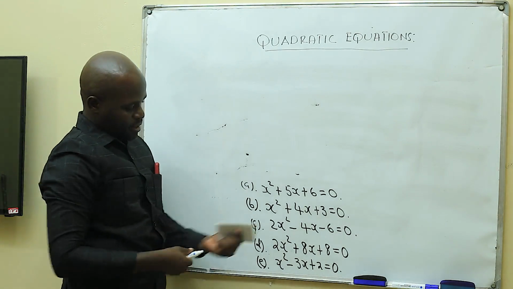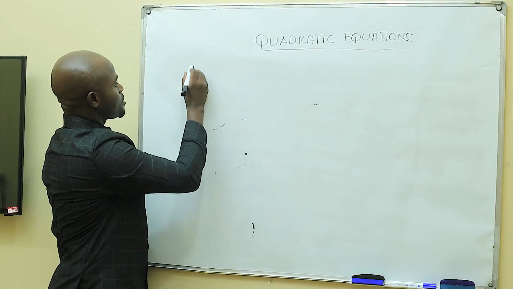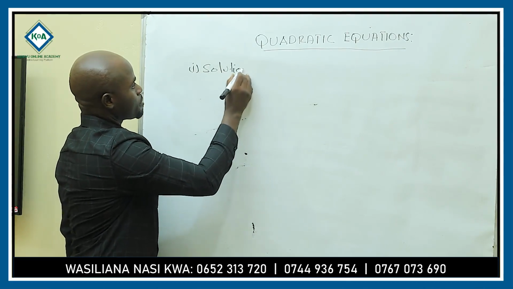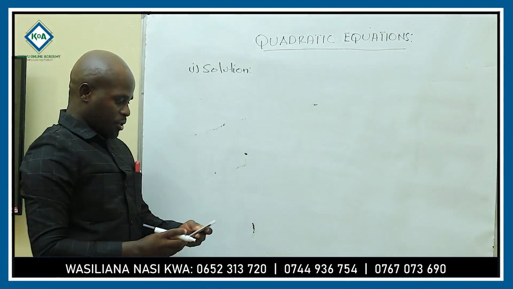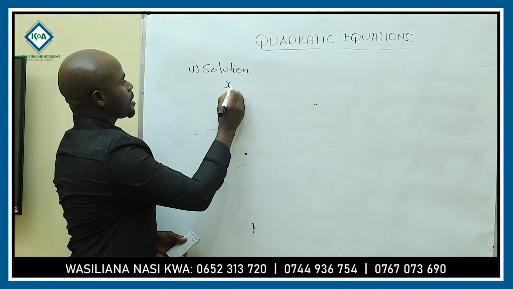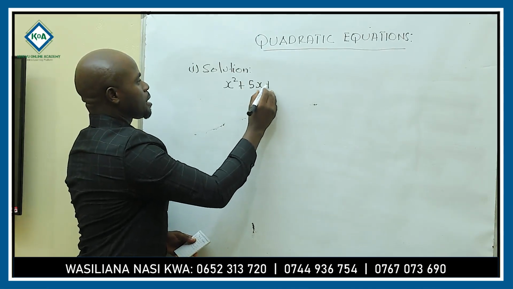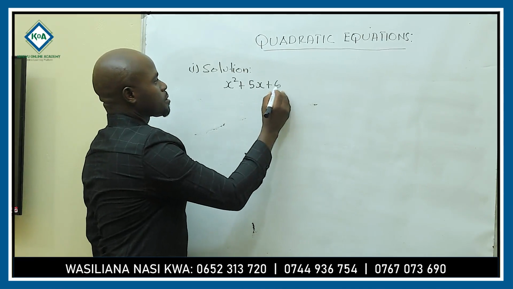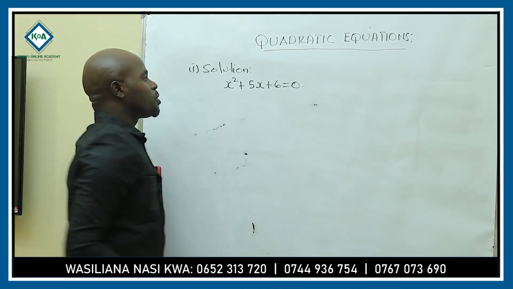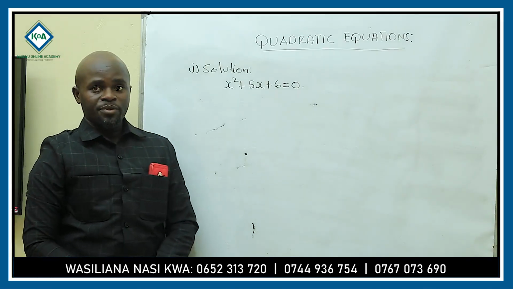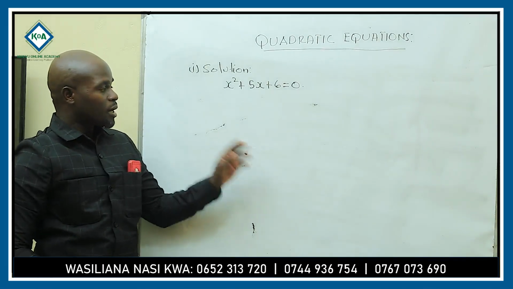Yes, now let's take the first solution. Our question is x squared plus 5x plus 6 is equal to 0. So we solve this quadratic equation by using the factorization method. Now in the factorization method, we have two steps.